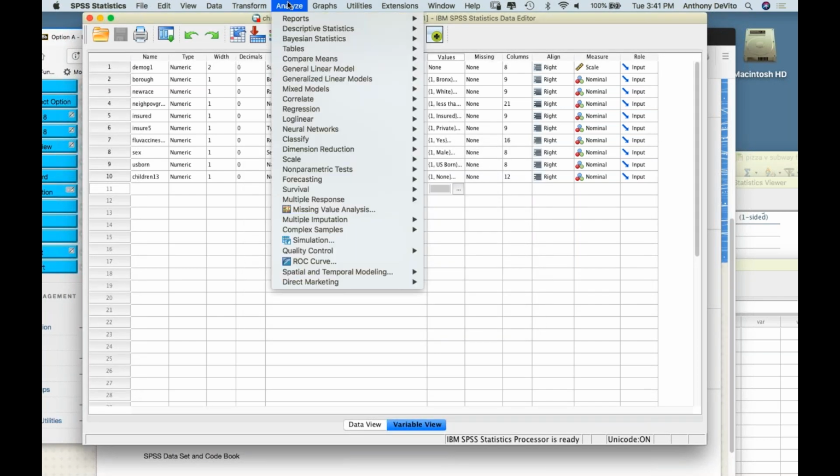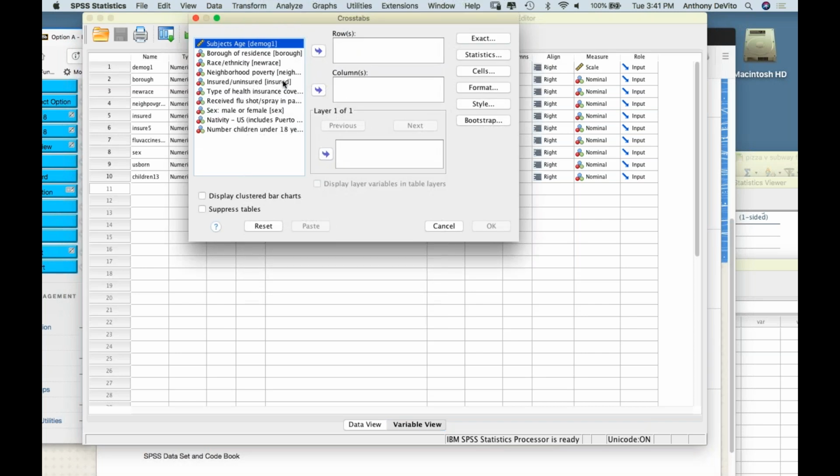Let's go to analyze, descriptive statistics, crosstabs. Which one is the dependent variable, which one is the independent variable? In other words, which one would affect the other? Since we're interested in whether or not a person would get a flu shot, we might be interested in seeing if being insured would encourage them to get a flu shot. So I would put into the rows the exposure, whether or not the person was insured, and in the columns the outcome, whether or not they received a flu shot.